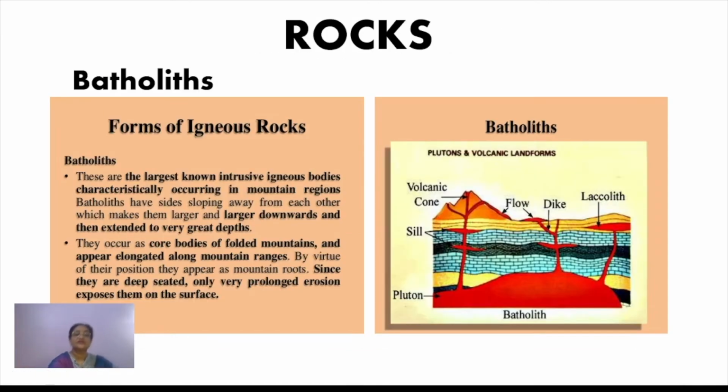Now let's move to the next one, batholith, which I told you about in the beginning, the first intrusive rock when we were discussing. Batholiths are the largest known intrusive igneous bodies, characteristically occurring in mountain regions. They have sides sloping away from each other, which makes them larger and larger downwards, extending to very great depths, right? Since they are deep seated, only very prolonged erosion exposes them on the surface. Otherwise, most of the time they remain below the surface.